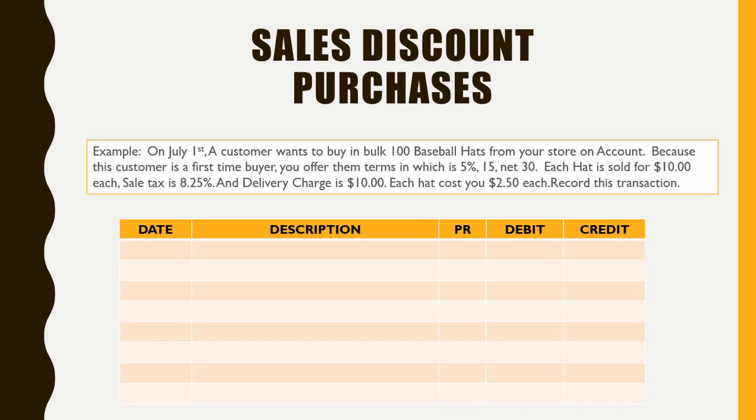Now, same scenario, except this time the customer is going to receive terms. On July 1st, a customer wants to buy in bulk 100 baseball hats from your store on account. Because they were a first-time buyer, you offered them terms of 5/15, net 30. That means they have to pay you back within 15 days to receive a 5% discount. Each hat sold for $10, sales tax is 8.25%, and the delivery charge is $10. Each hat costs you $2.50.